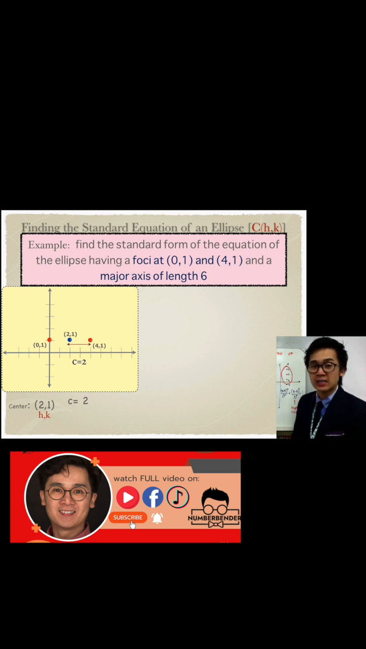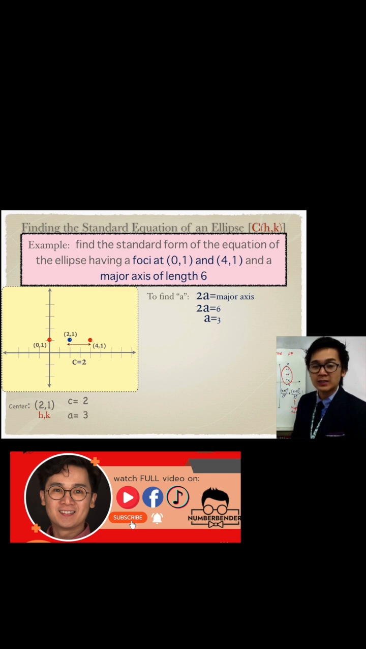The major axis is said to be length 6, and in an ellipse the major axis is equal to twice your a. So by using this formula we'll be able to find a in your major axis. So the major axis is equal to 6, so you can have 2a is equal to 6. Finding the value of a is by dividing 2 on both sides, so a is equal to 3.